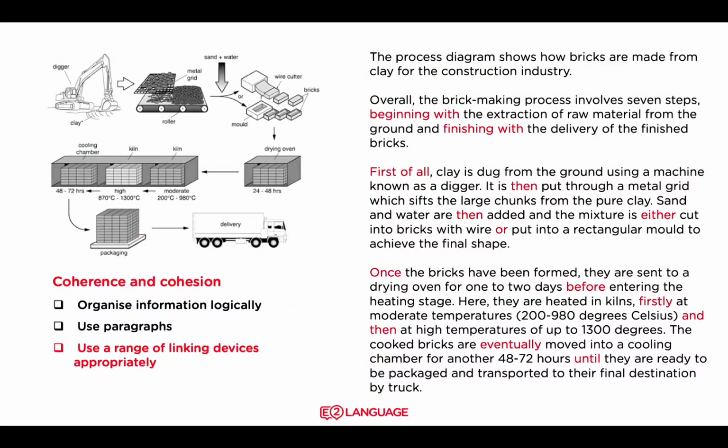In this type of task, you're going to use a lot more sequencing language, things like followed by, before, after, once, just like this. So we've got beginning with, finishing with, first of all, then, either, or, once, before, firstly, and then eventually, until. So sequencing language and passive voice, those are two features of a process diagram task 1.